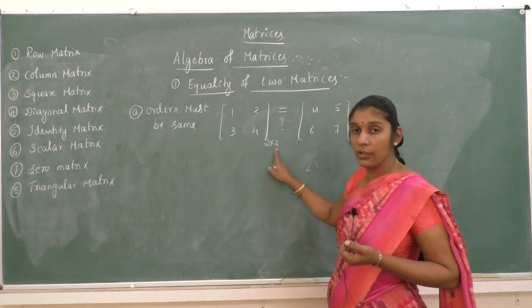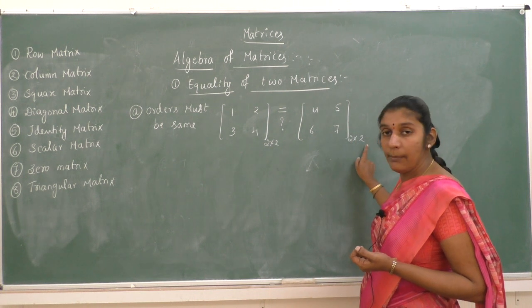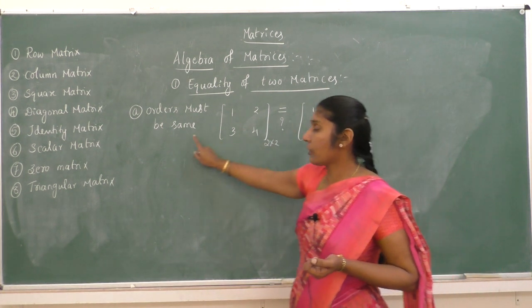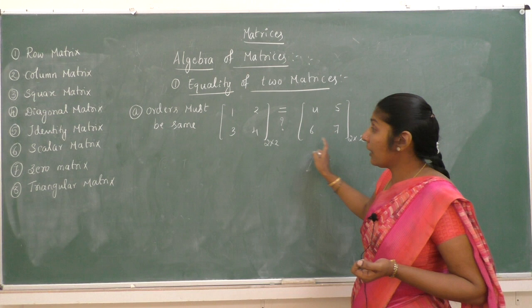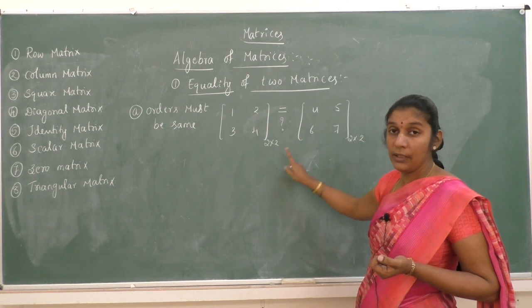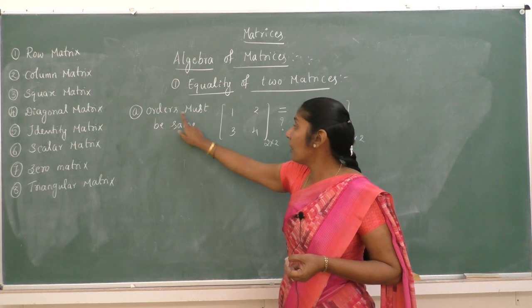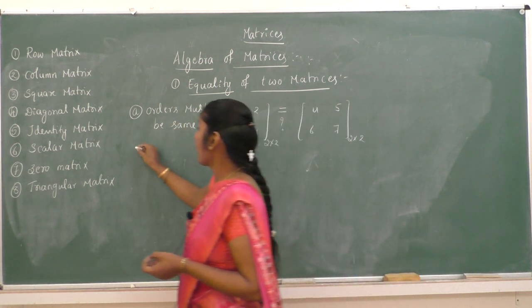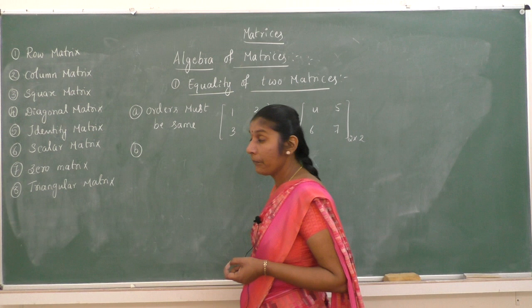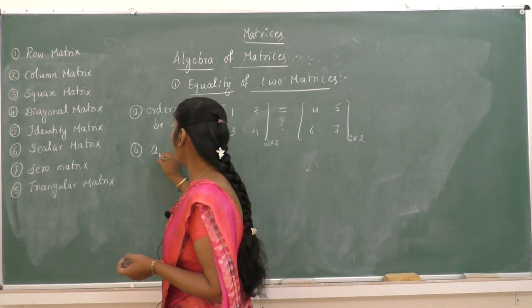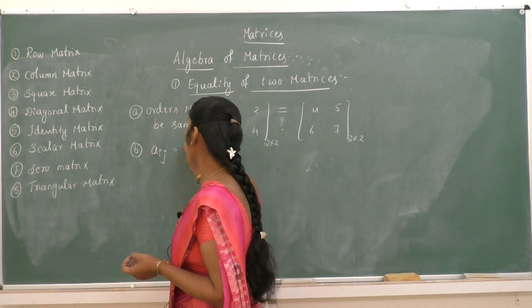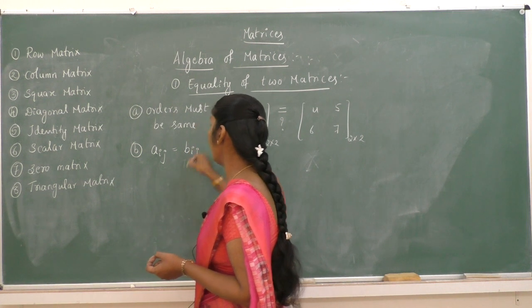Modulne matrix na order 2 cross 2 agide. Yeradane matrix na order kuda 2 cross 2 agide. ಹಾಗಾಗಿ ಈ ಎರಡು ಆರ್ಡರ್ ಈಕ್ವಲ್ ಆಗಿರೋದ್ರಿಂದ ಇದು ಈಕ್ವಲ್ ಆಗತ್ತಾ? ಆಗಲ್ಲ. ಸೊ ಫಸ್ಟ್ ಕಂಡೀಷನ್ ಈಸ್ ಆರ್ಡರ್ ಮಸ್ಟ್ ಬಿ ಸೇಮ್. ಸೆಕೆಂಡ್ ಕಂಡೀಷನ್, a_ij must be equal to b_ij.